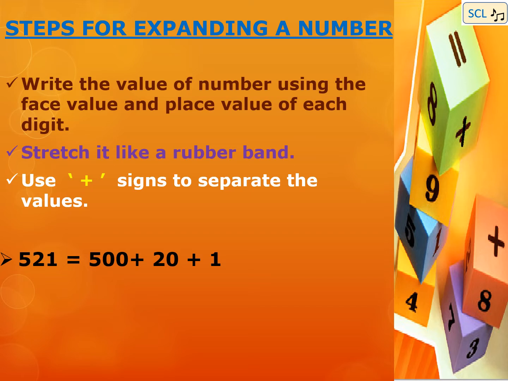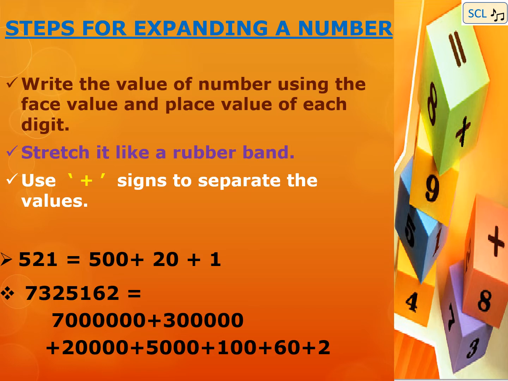Let us see a big number also. 7325162. How will we read it? 73 lakh 25,162. So this will be expanded as 70 lakh plus 3 lakh plus 20,000 plus 5,000 plus 100 plus 60 plus 2.